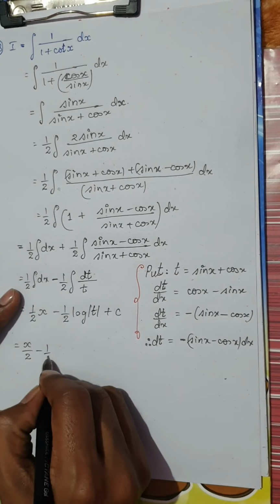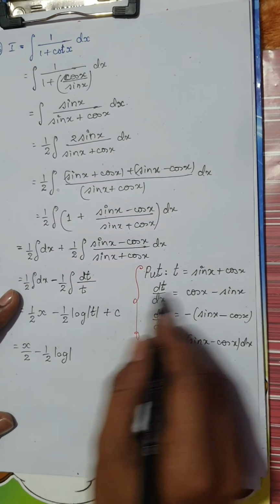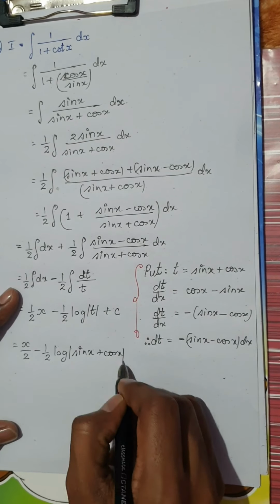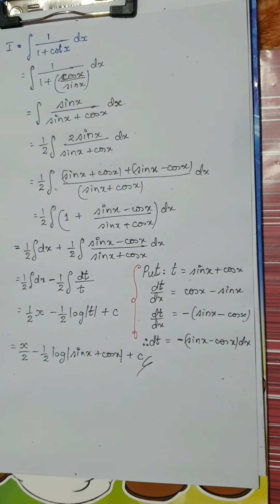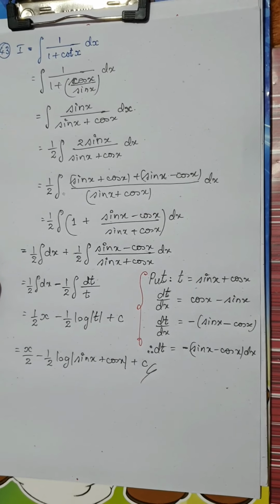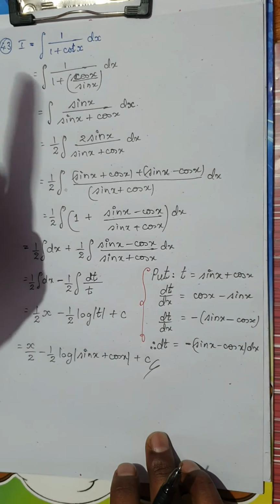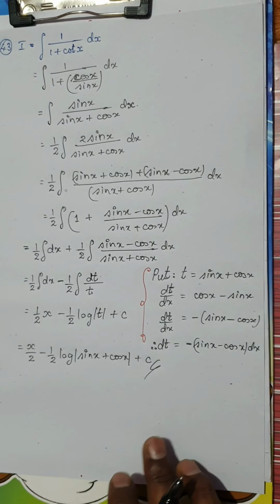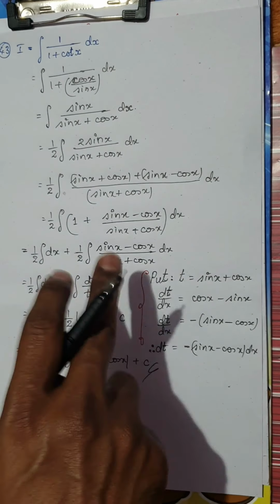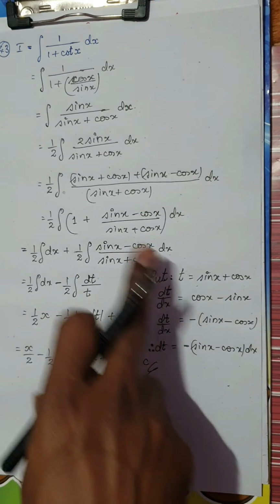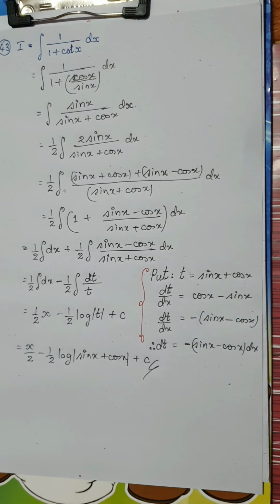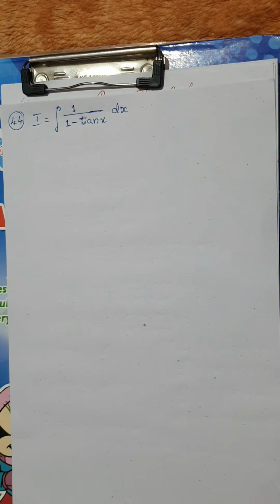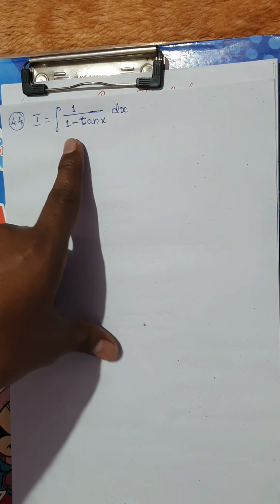Minus half into log of mod t means sin x plus cos x plus c, which is the constant of integration. So this is the final result for the above given integral. You need practice to solve this question. It looks like a simple one, but the only thing is we made a lot of arrangements before starting the substitution. Is it clear?